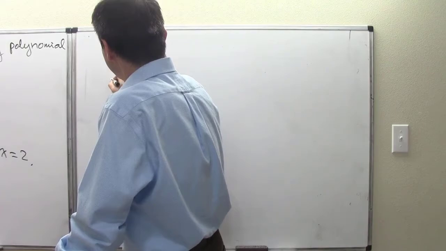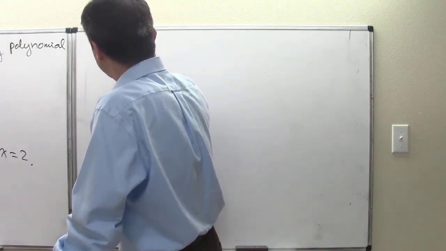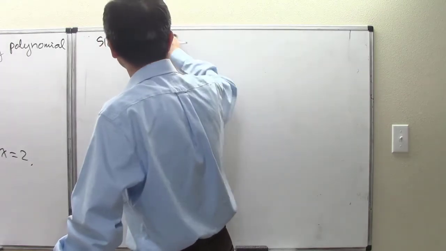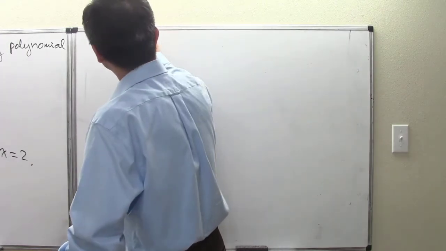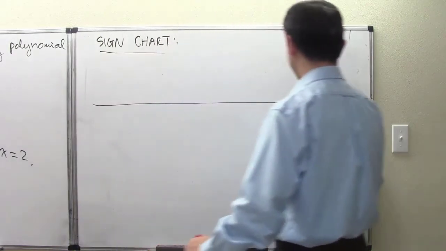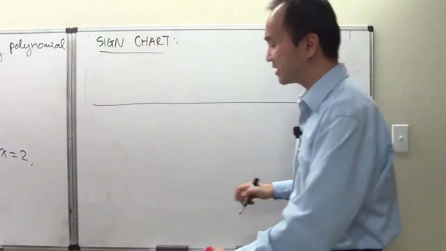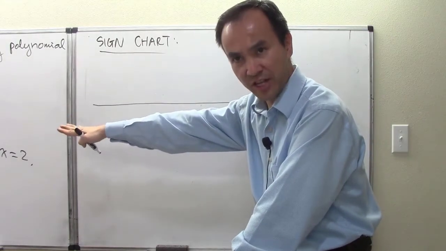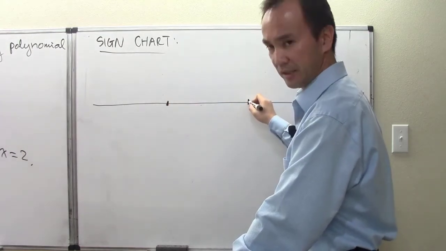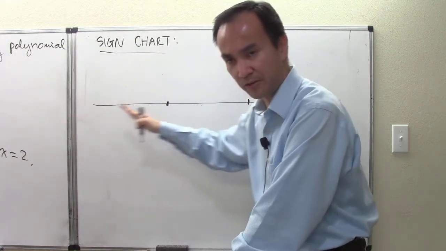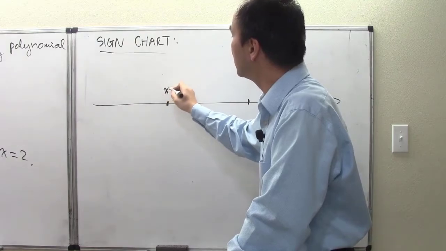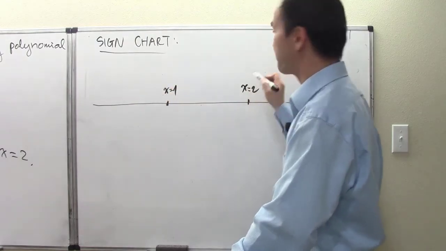So now to construct the sign chart, the first step I'm doing is thinking about the line of numbers. On this line of numbers, I'm going to list all of my zeros that I found from the other board, putting all of them on the line of numbers in increasing order from the left to the right. So that means x equals 1 is here, and x equals 2 is here.